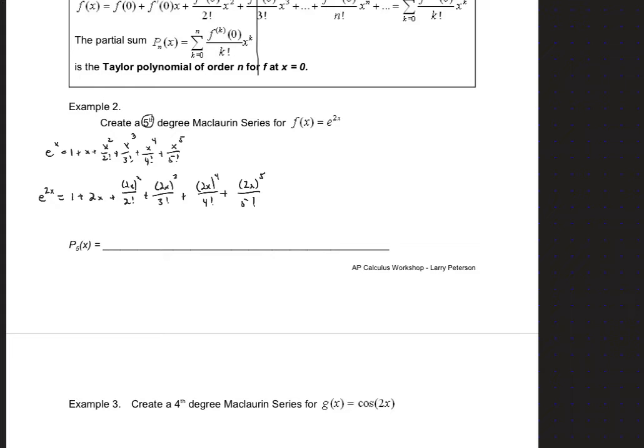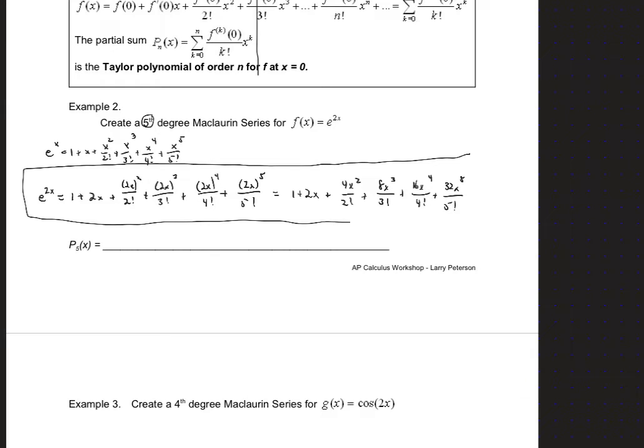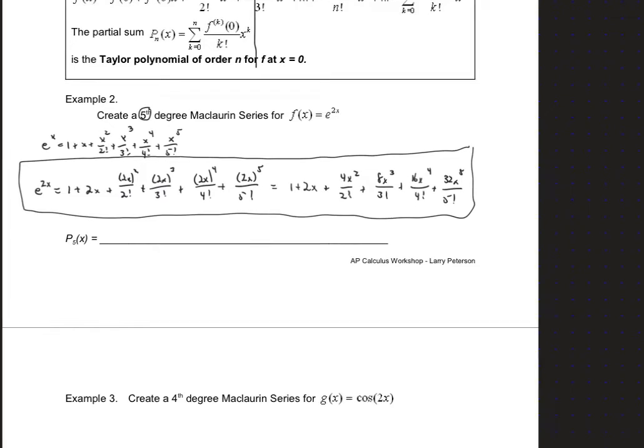If you want to clean it up, we can. I wouldn't do too much. So if you want to separate out and say the quantity 2x squared is 4x squared over 2 factorial, and 8x cubed over 3 factorial, and 16x to the 4th over 4 factorial, and 32x to the 5th over 5 factorial. I probably wouldn't do much more than that. Okay? All right, let's go on.